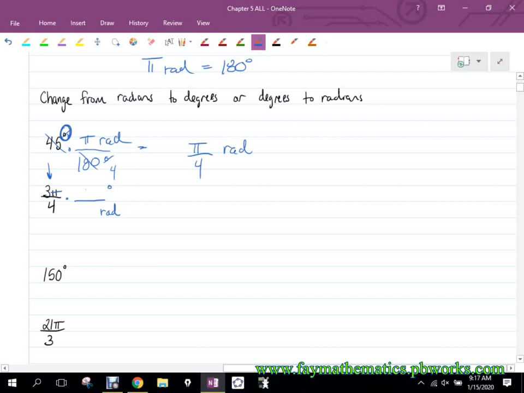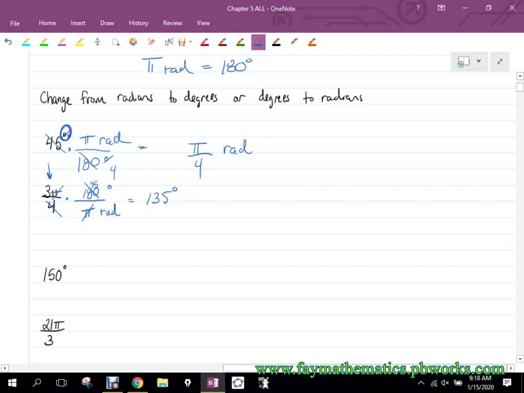So, 180 degrees goes with pi radians, right? What's going to happen with these pi's? They cancel out. What happens with 180 and 4? 45. So it's 3 times 45 then. 135. So it's in degrees, 135 degrees.